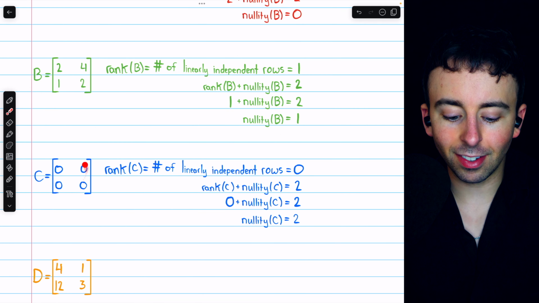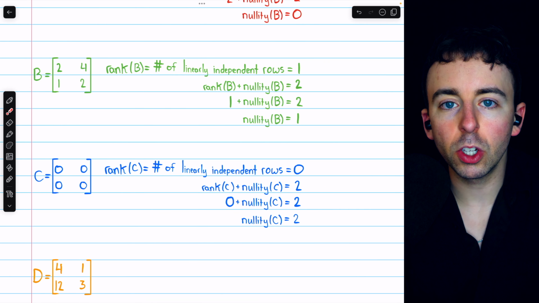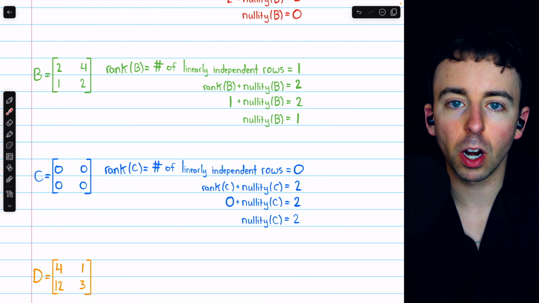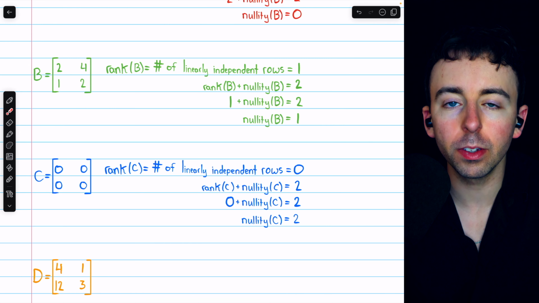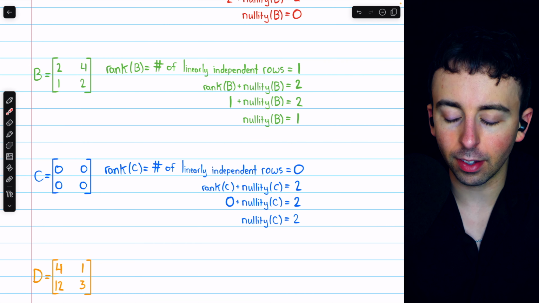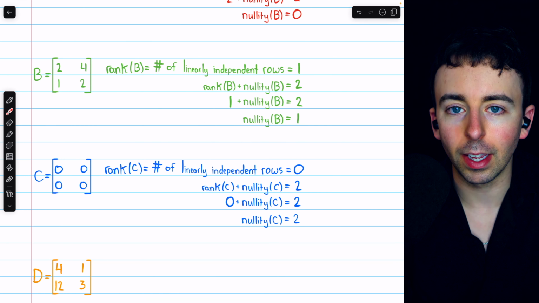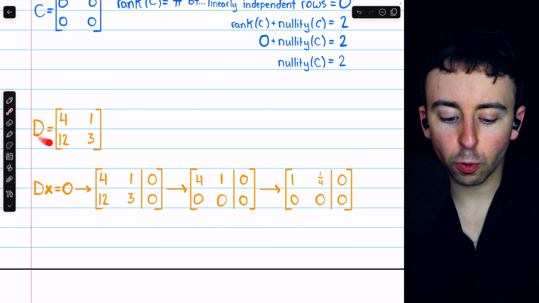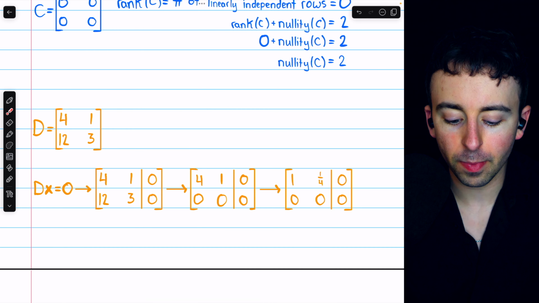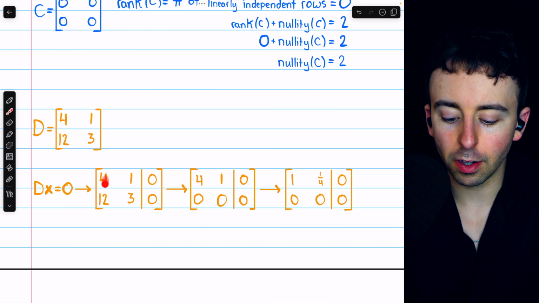Then, matrix C is the 0 matrix, which we consider to have 0 linearly independent rows. Thus, its rank is 0, and since rank plus nullity must equal 2, it must be that the nullity of C is 2. Finally, for matrix D, we'll set up the augmented matrix for this homogeneous linear system, Dx equals 0. That is this augmented matrix.